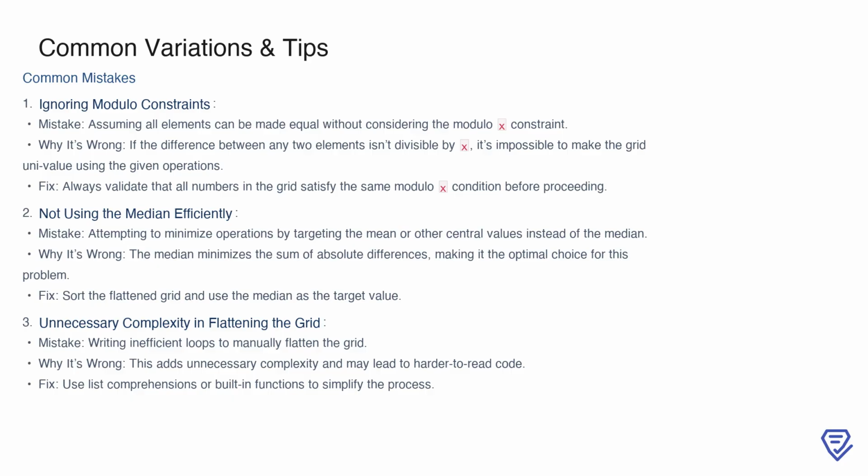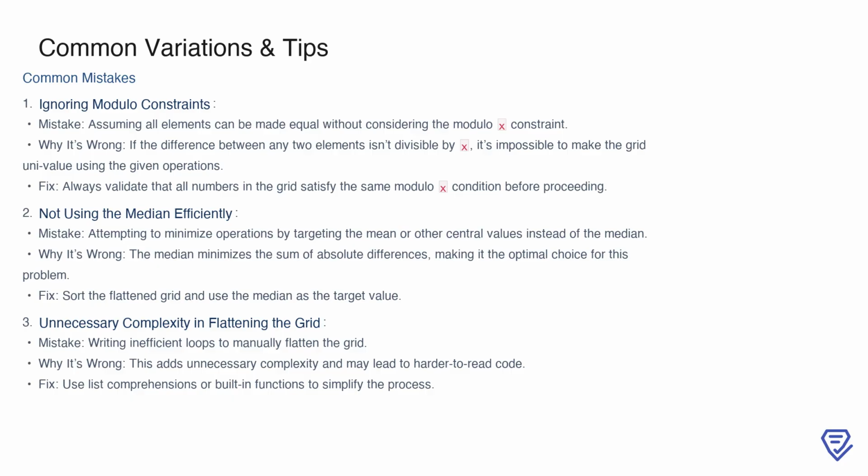Another frequent error is not using the median efficiently. Some might mistakenly try to minimize operations by targeting the mean or another central value, but the median is the optimal choice because it minimizes the sum of absolute differences. Sorting the flattened grid and selecting the median ensures the lowest possible number of operations.